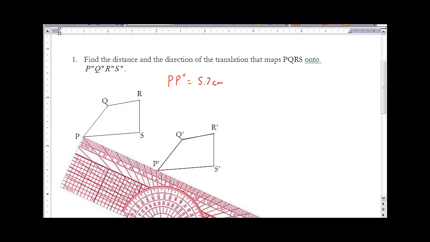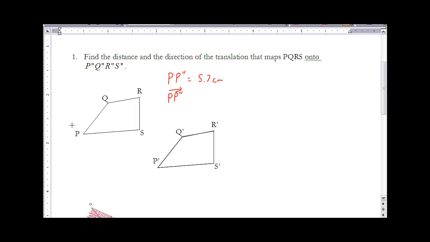Now, to find the direction, the direction is given using a ray. In terms of writing that, I would write it as the ray from P through P double prime. I'm going to draw in that ray as well. To draw it, I'm going to start at point P, and you can do this using your ruler, and go through P prime, not just to it, but through it. That ray represents the direction of that translation as well.